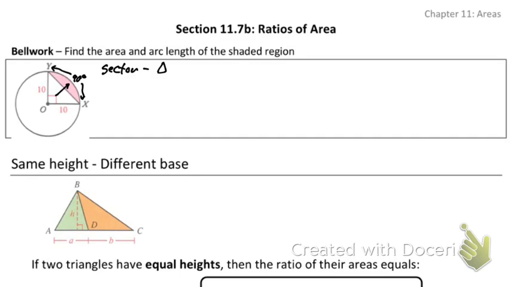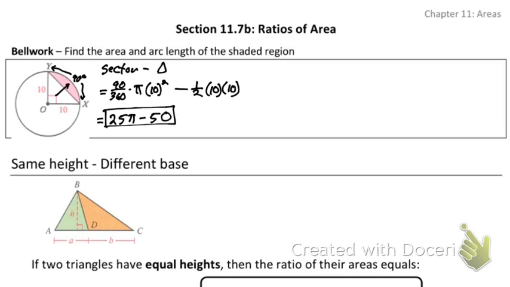So our entire sector area would be 90 divided by 360 times pi r squared. Our radius is 10, so it's pi times 10 squared. And then we're going to subtract away the area of our triangle, where our triangle is half of base times height. Half of base is 10 times 10. And we are going to end up with 25 pi minus 50. So the correct answer was C, 25 pi minus 50. That is the correct answer for our area.